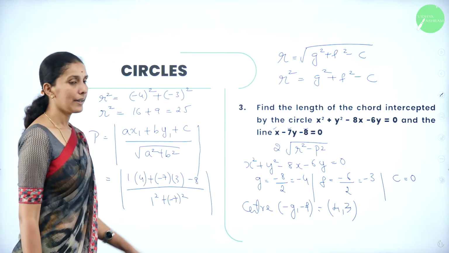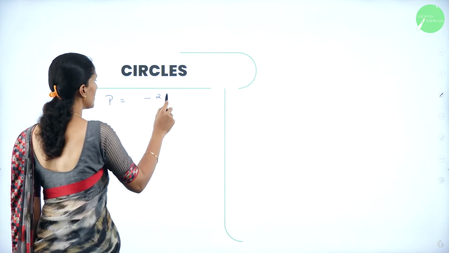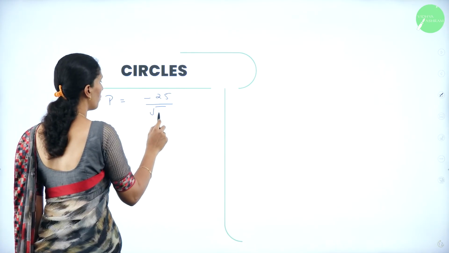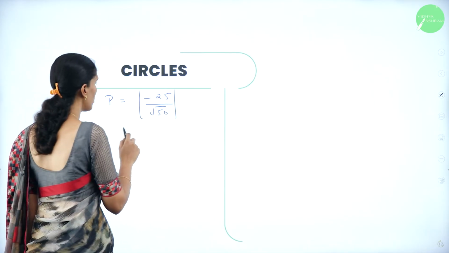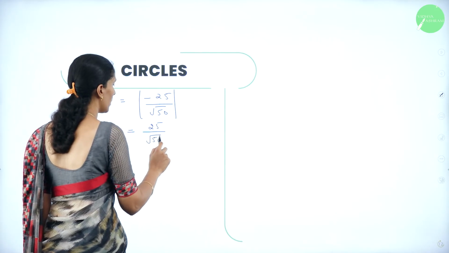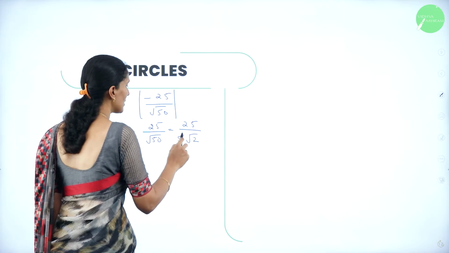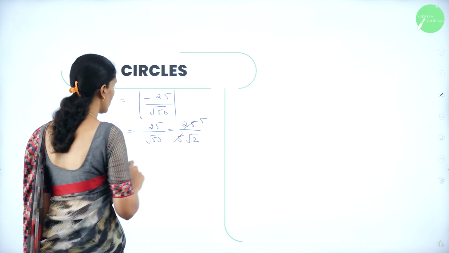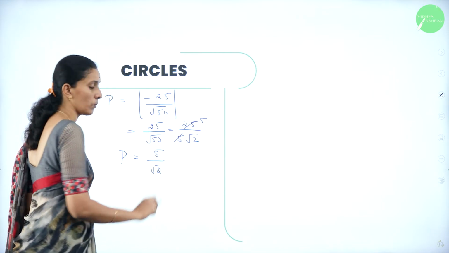Now, when you calculate this, you will get p is equal to minus 25 divided by root 50. Since you have modulus, you can write the positive value, which is 25 divided by root 50. Root 50 can be written as 5 root 2. Cancel 5 ones are 5, 5 fives are 25. So, therefore, the perpendicular distance is 5 divided by root 2.